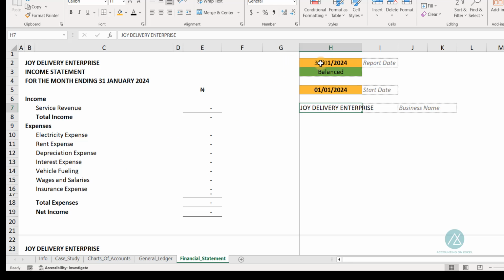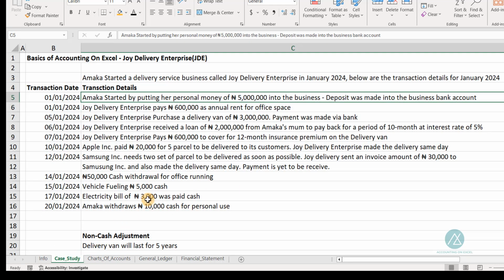So you have the report date, which is the last day of the month you want to generate. The template start date is the 1st of January 2024, and this is the name of the business, Joy Delivery Enterprise. Right. So right now, let's go into the case study and look at it one after the other.